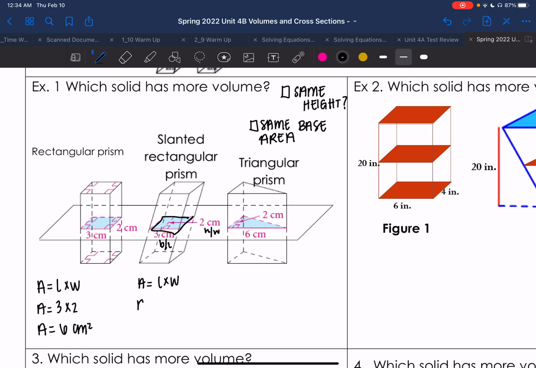And so I'm going to plug in those two pieces. We have 3 times 2, which again gives us 6 centimeters squared. So we're looking good, but we need to double check this last figure to make sure the area of this triangle is the same as the first two areas, because if it is, then yes, we have the same height, and we can check off that they have the same base area. All right, so I'm going to check that off.